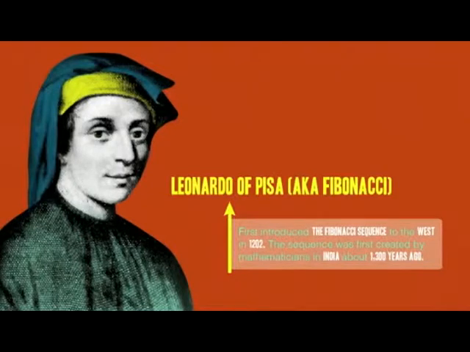You may know this pattern. The first and the second add up to the third, and the second and the third add up to the fourth, and the fourth and the fifth add up to the sixth, and so on. The sequence was first described by mathematicians in India about 1,300 years ago, and it was introduced to the West in 1202 by Leonardo of Pisa, aka Fibonacci, who is also responsible for introducing Arabic numerals to Europe, which, yeah, if he hadn't done that, we'd still be counting in Roman numerals, which would be terrible.